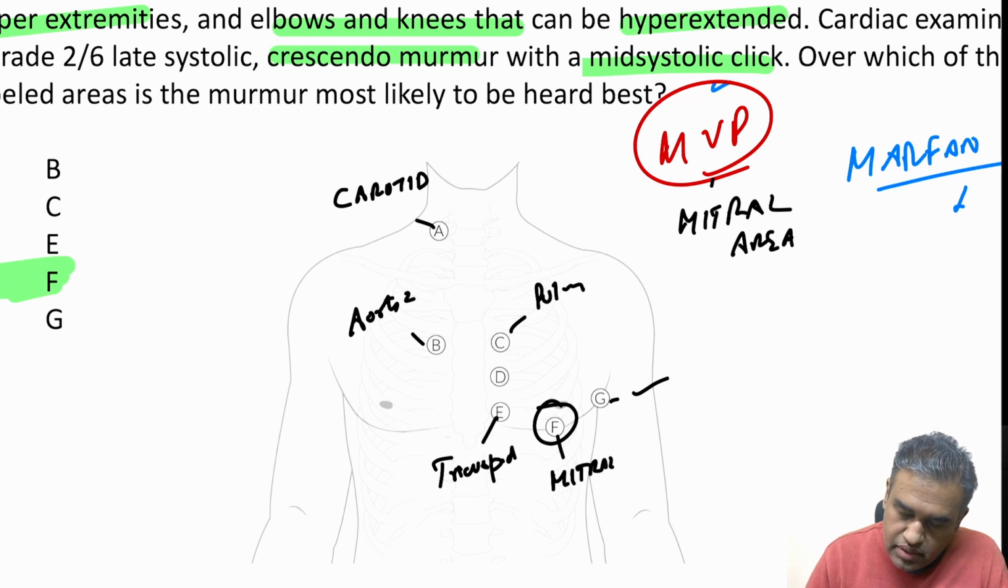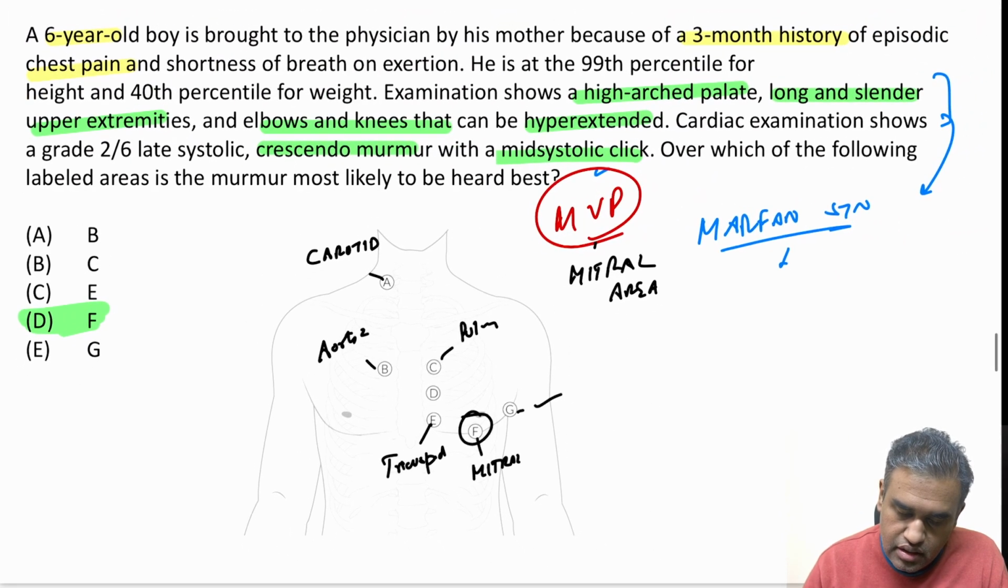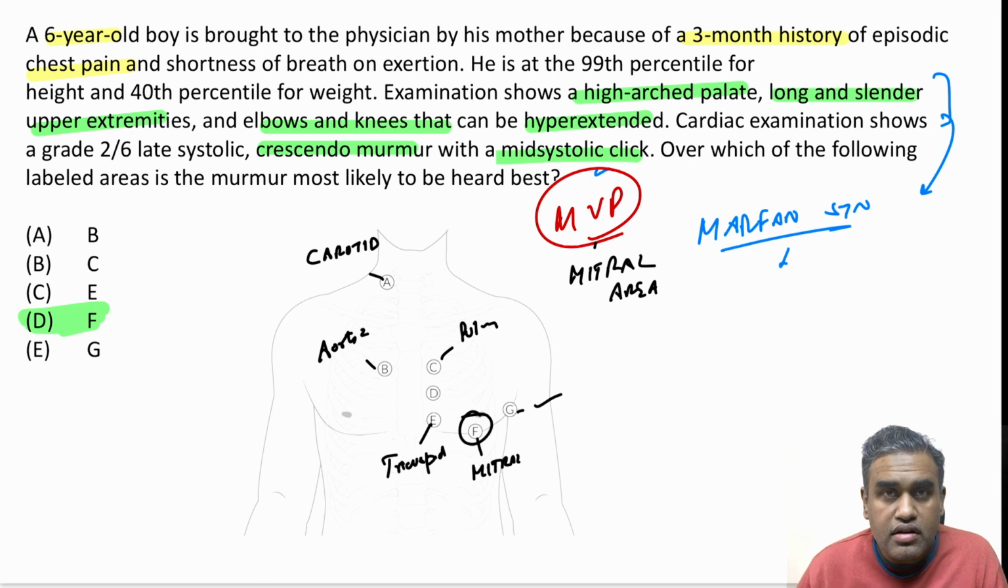F already told you is the mitral area. D is the left sternal border. G is axillary. So we should be knowing these areas as well over here, right? So it's a case of mitral valve prolapse.